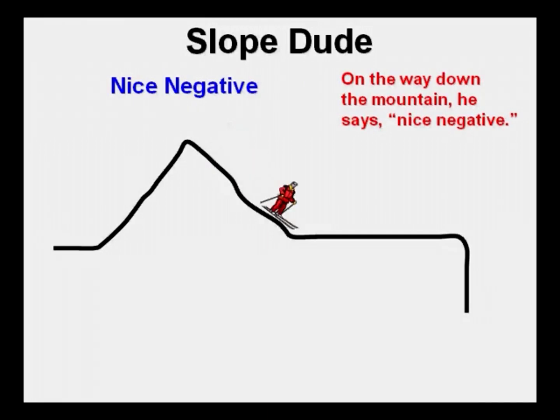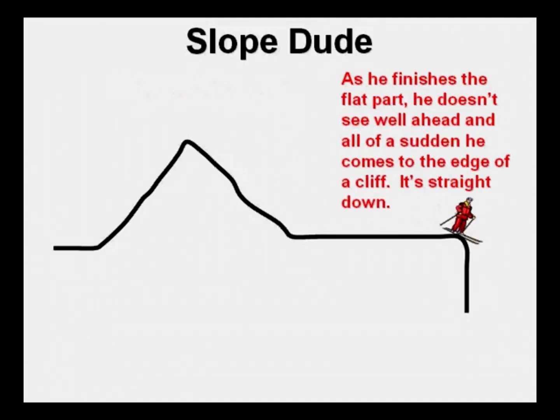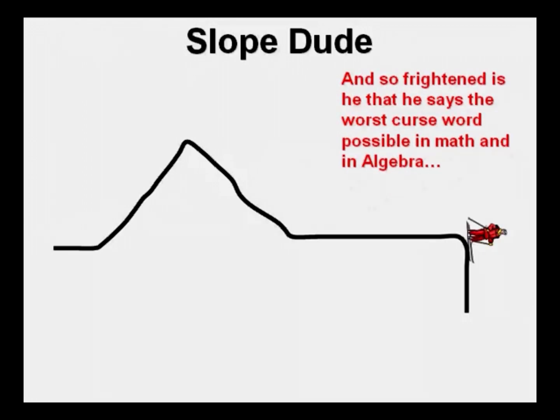And now, after the long downhill, he's in for the hardest part of the ski run. The flat part. He says, this is zero fun. And as he finishes the flat part, he doesn't see well ahead, and all of a sudden he comes to the edge of a cliff. It's straight down. So frightened is he that he says the worst curse word possible in math and in algebra. Undefined.